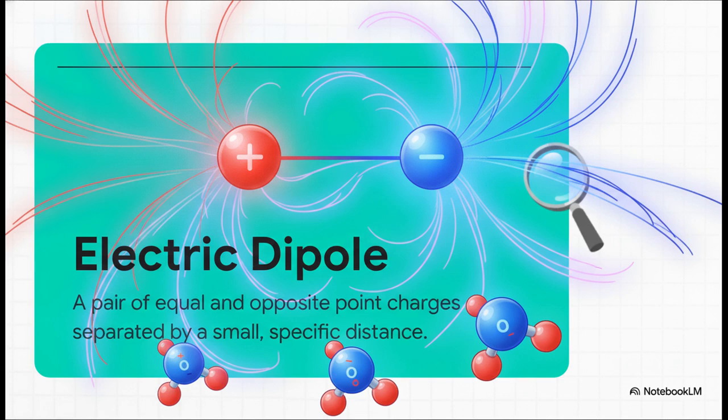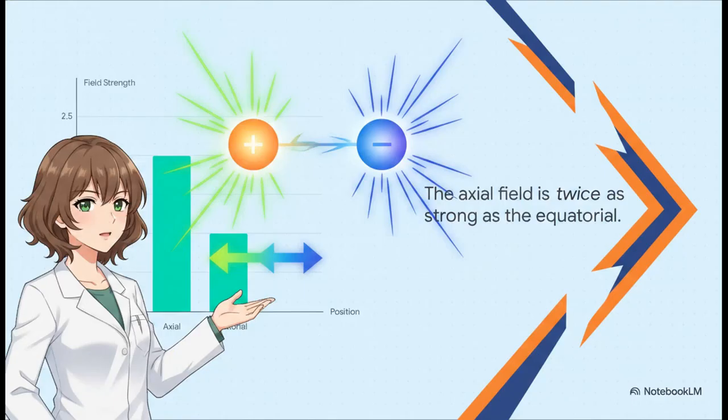This specific geometry is literally the foundational architecture of polar molecules, like the water molecules that make all life on Earth possible. What's really fascinating here is how the field strength behaves depending on exactly where you measure it. If you measure the electric field perfectly aligned on the axis running straight through the two charges, what we call the axial point, it's exactly twice as powerful as the field measured on the perpendicular equator, or the equatorial point. The dipole's influence is incredibly, aggressively directional.